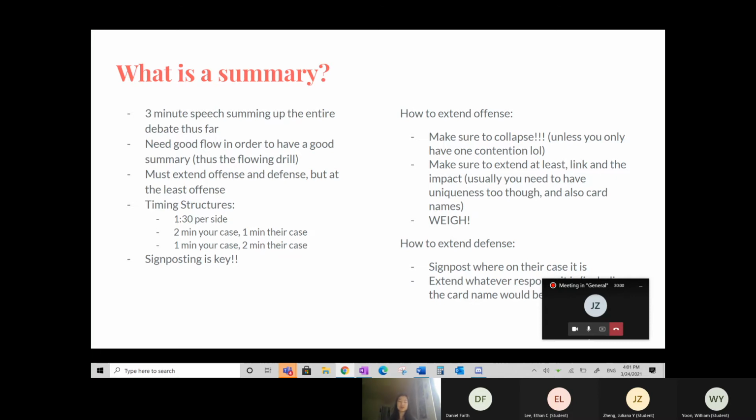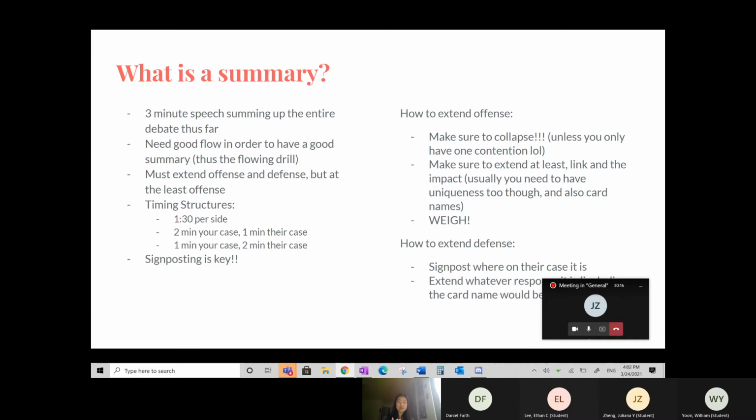So that's why we need to say, okay, judge, starting off on my case, on my first contention, this is the first way you can vote for me, blah, blah, blah. Or if you want to start on their case: judge, starting off on their second contention about innovation, we would tell you that blah, blah, blah. So you always want to signpost.